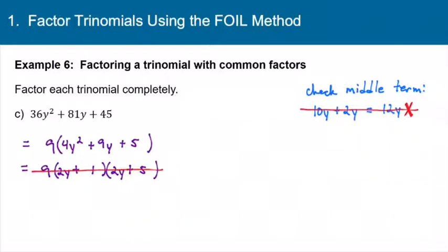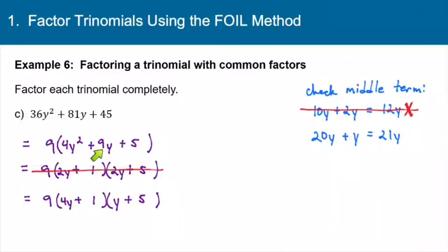What we're going to have to do is, instead of trying 2y times 2y, go back and try 4y times 1y. But our signs will still both need to be plus. Now I'm going to put down the 1 and the 5 again, and let's check our middle term again. So outer times outer is going to be 20y, inner times inner is going to be 1y. So that's giving us a middle term of positive 21y, which again is not what we needed.